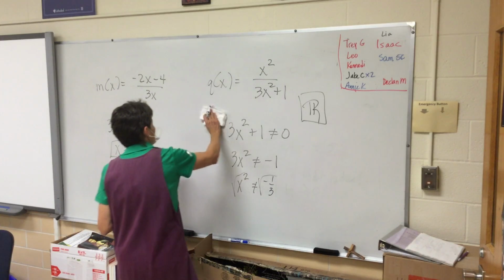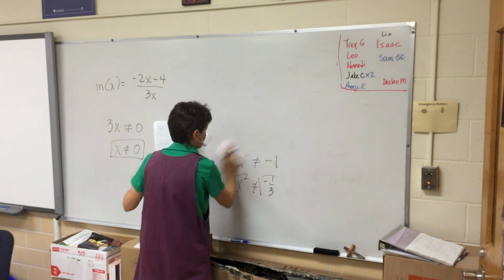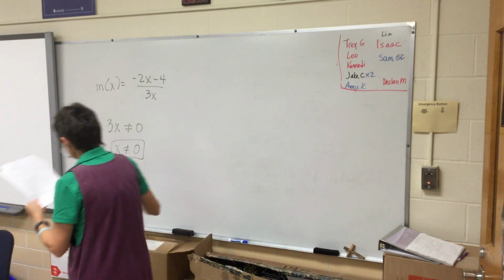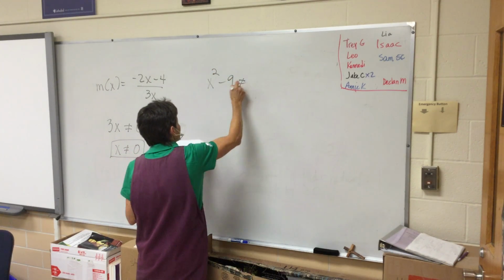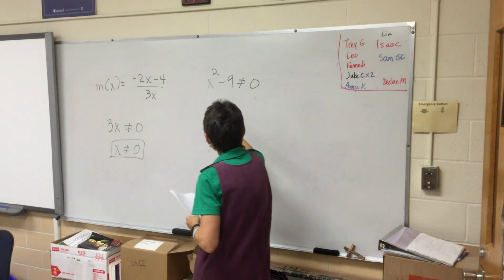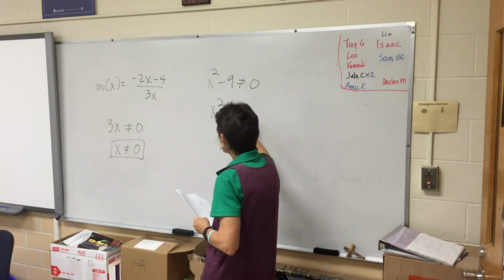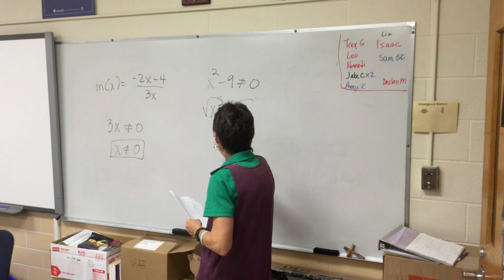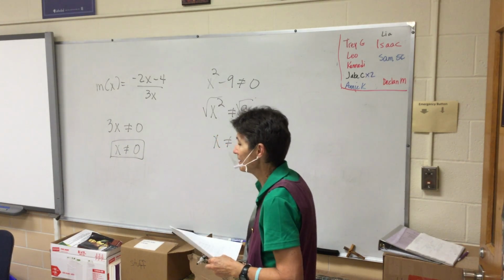All right, what about G? All real numbers? Nope. x squared minus 9 cannot equal 0, so that's how we start. And then x squared cannot be 9. And when you square root, x cannot equal plus or minus 3. It's that same old plus or minus thing.